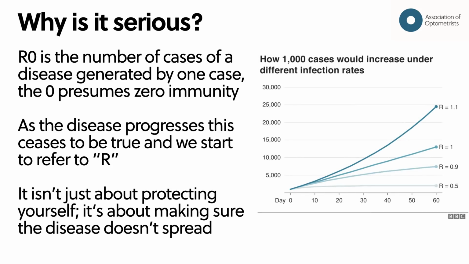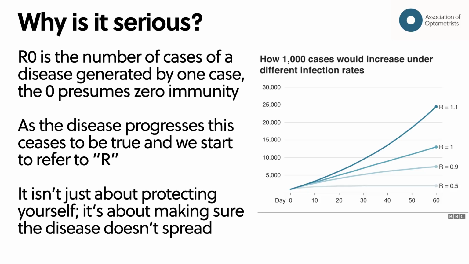There's been a lot of talk in the press and on the news about R0, and that's the number of cases of a disease generated by one case. The naught really presumes that there is zero immunity, so at the onset of a new disease. Then as the disease progresses, this ceases to be true, and we start to refer to R rather than R0, which we've seen reflected in the government language. And really, it isn't about protecting yourself, it's about making sure the disease doesn't spread and infect others.